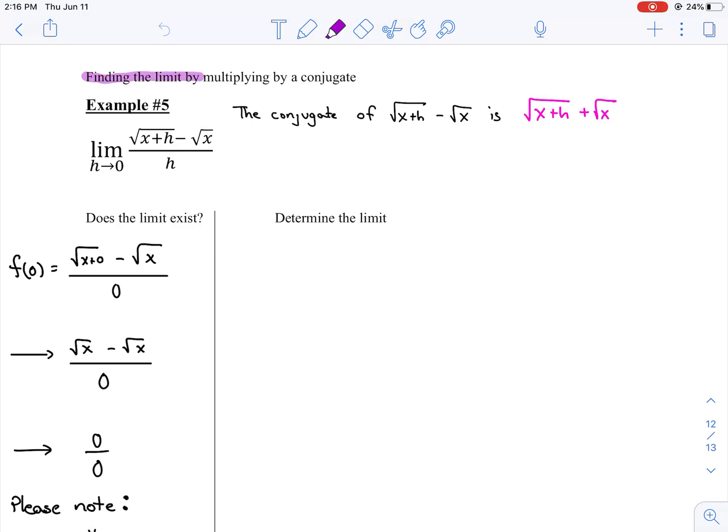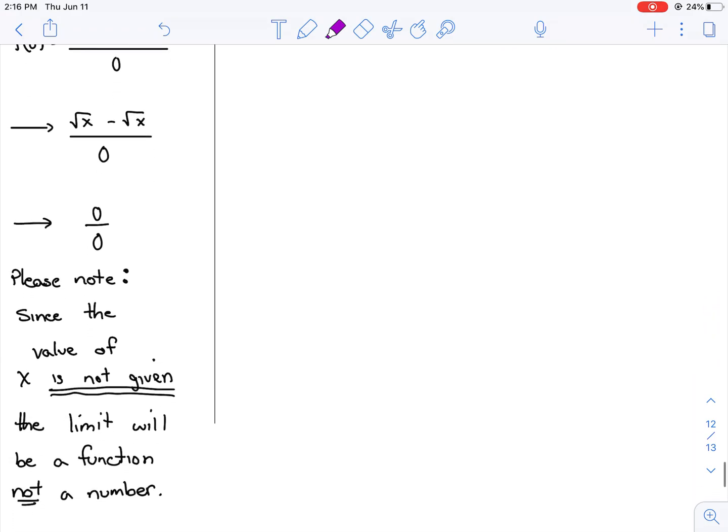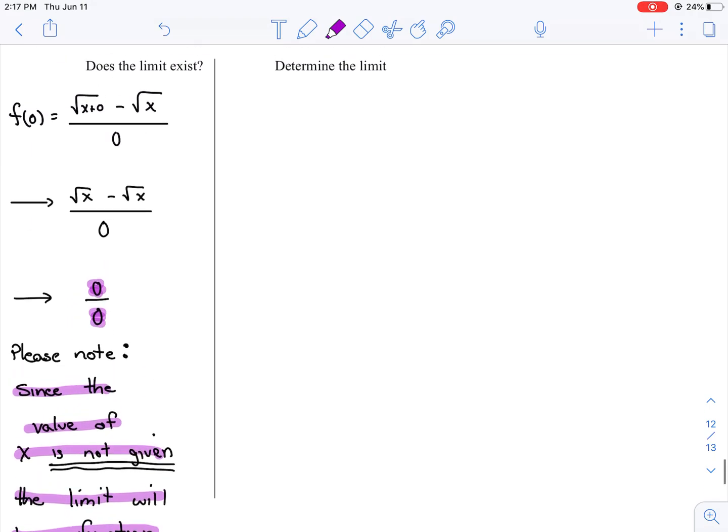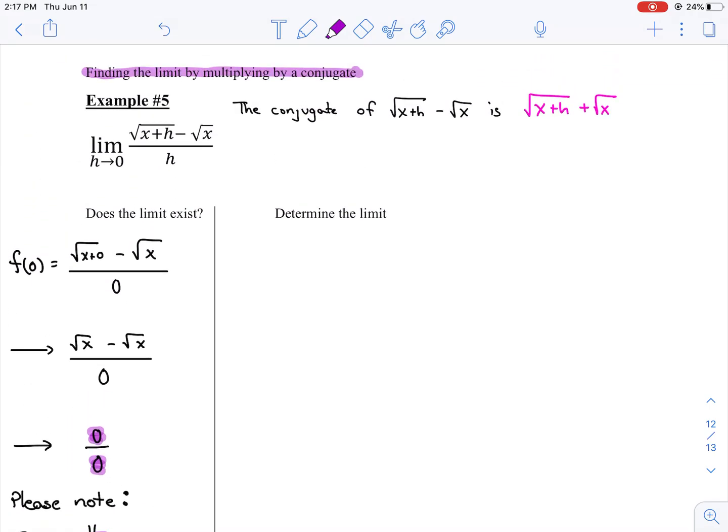Find the limit by multiplying by a conjugate. Before you can find the limit, you have to determine if the limit actually exists. I've already substituted 0 in for h and got the indeterminate form 0 divided by 0. But please note, since the value of x is not given, the limit will be a function of x, not a number. So when we're all said and done, the limit is going to be some function of x. And to find that limit, we have to multiply by a conjugate.